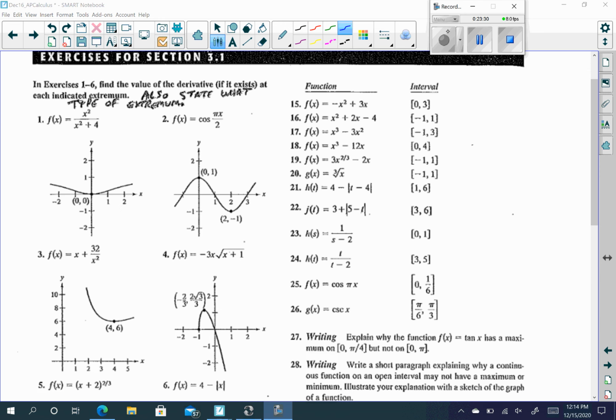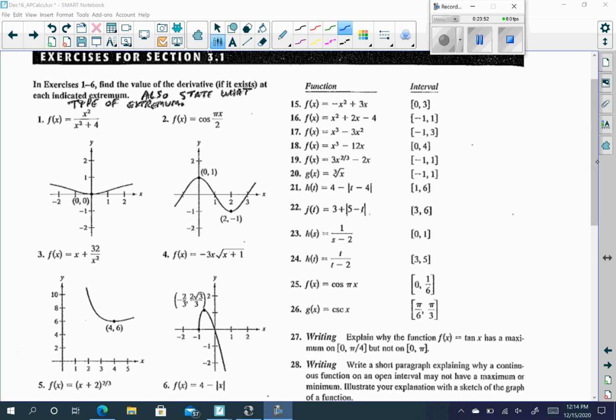All right, so for 1 through 6, notice the directions. It says find the value of the derivative if it exists at each indicated extremum. Also state what type of extremum, so state whether it's an absolute max or an absolute min. These are all just over, we'll call them closed intervals. Notice there's no arrows on the ends here.